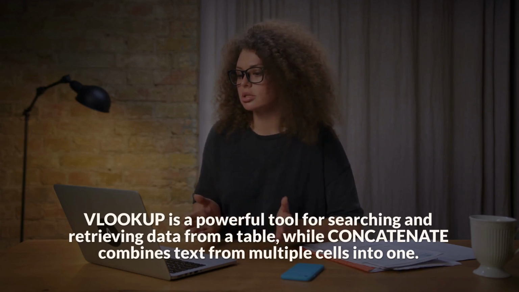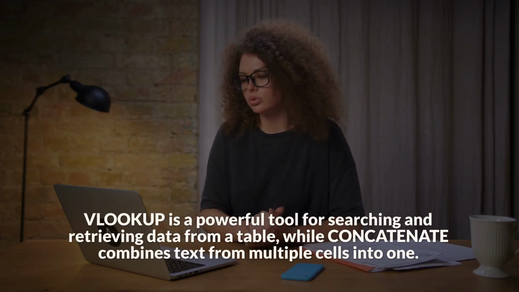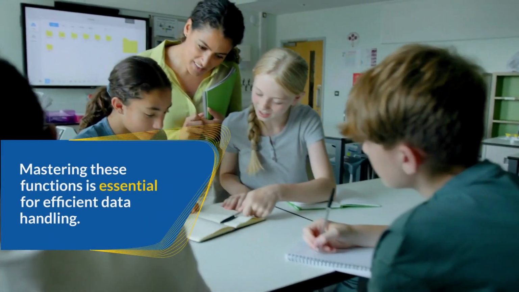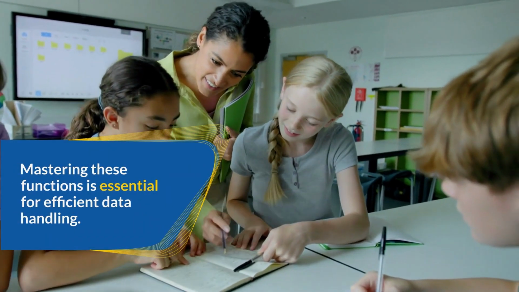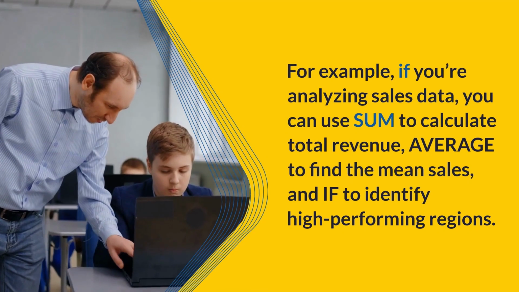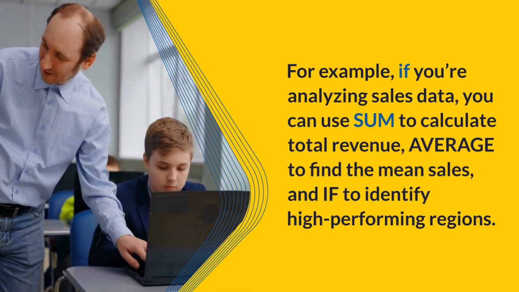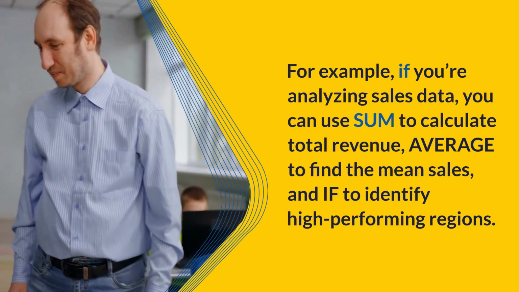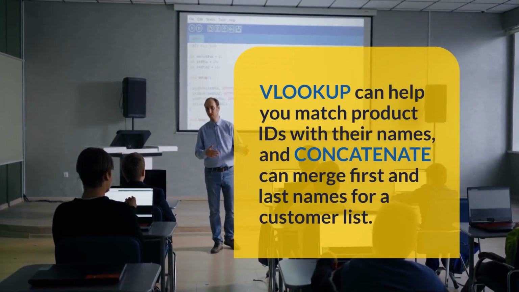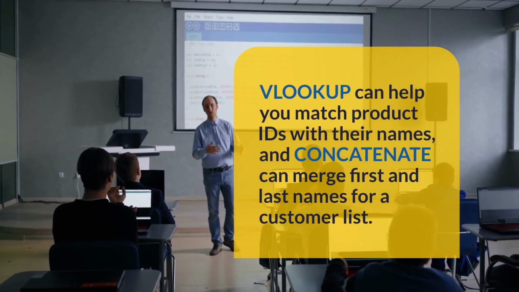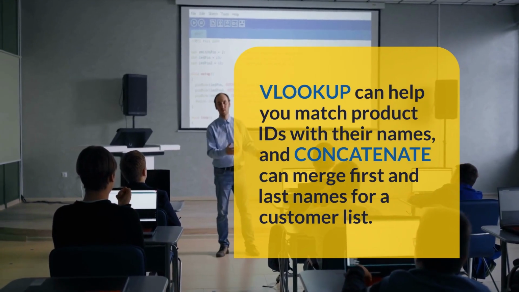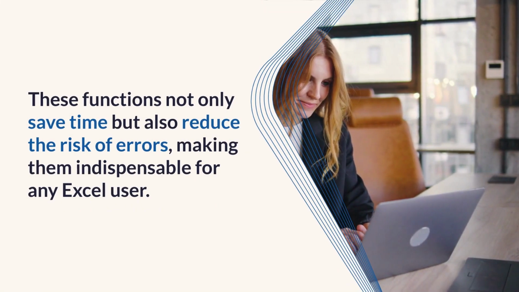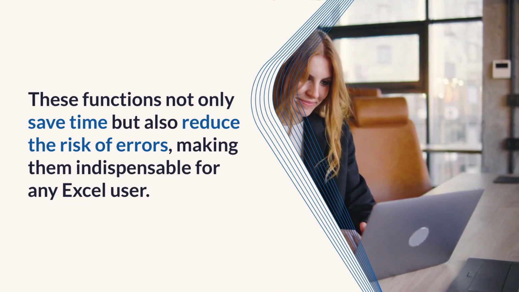VLOOKUP is a powerful tool for searching and retrieving data from a table, while concatenate combines text from multiple cells into one. Mastering these functions is essential for efficient data handling. For example, if you're analyzing sales data, you can use sum to calculate total revenue, average to find the mean sales, and if to identify high-performing regions. VLOOKUP can help you match product IDs with their names, and concatenate can merge first and last names for a customer list. These functions not only save time but also reduce the risk of errors, making them indispensable for any Excel user.